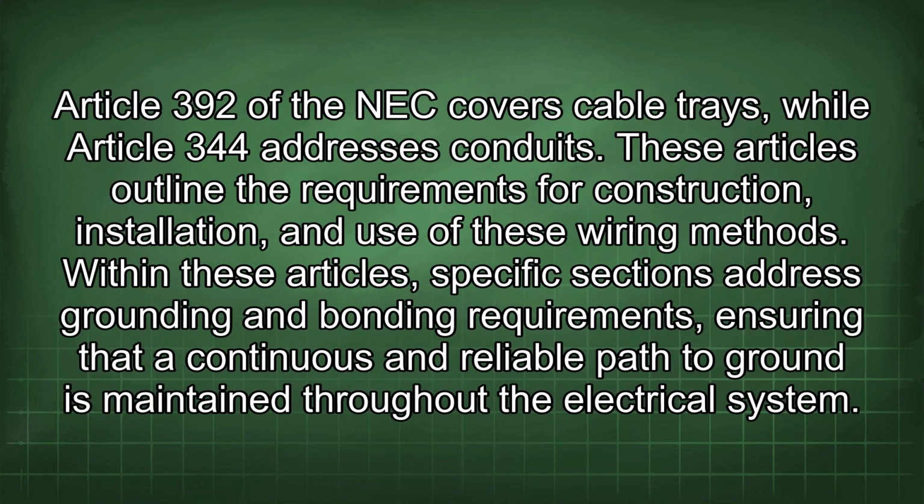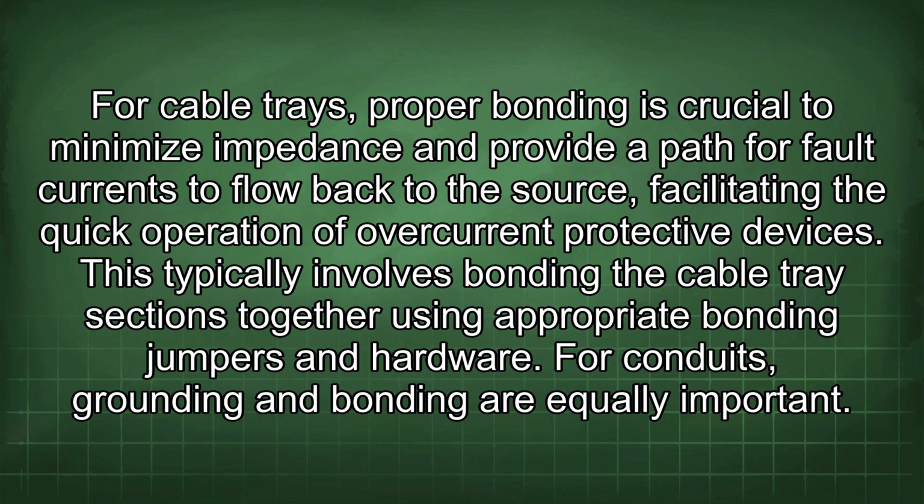Article 392 of the NEC covers cable trays, while Article 344 addresses conduits. These articles outline the requirements for construction, installation, and use of these wiring methods. Within these articles, specific sections address grounding and bonding requirements, ensuring that a continuous and reliable path to ground is maintained throughout the electrical system. For cable trays, proper bonding is crucial to minimize impedance and provide a path for fault currents to flow back to the source, facilitating the quick operation of overcurrent protective devices. This typically involves bonding the cable tray sections together using appropriate bonding jumpers and hardware.